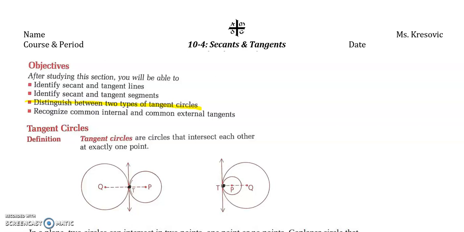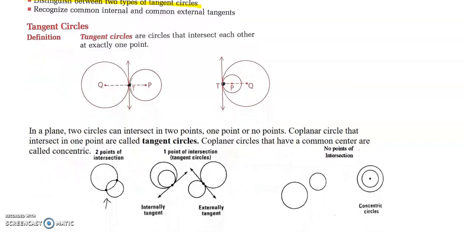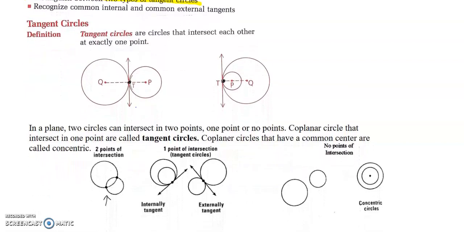As we continue in 10.4, this video is going to take a closer look at distinguishing between two types of tangent circles. Tangent circles touch at exactly one point. In a plane, two circles can intersect in two places, one place, or not at all. If they intersect at one place, they are considered to be tangent.